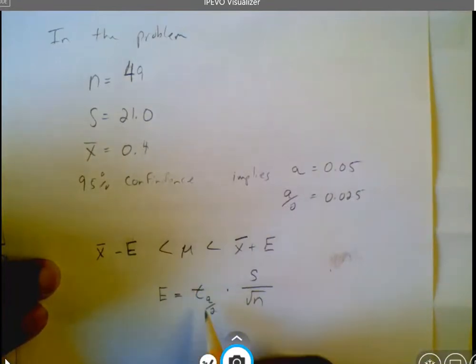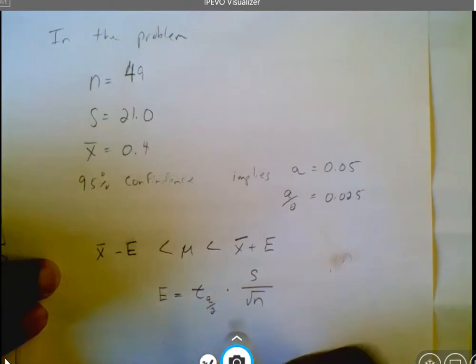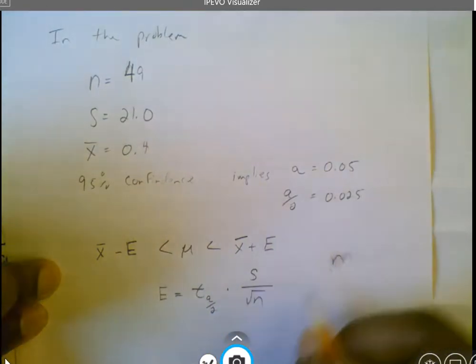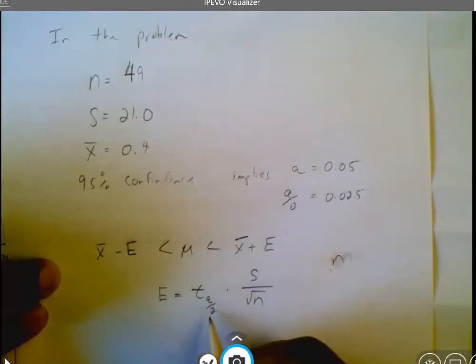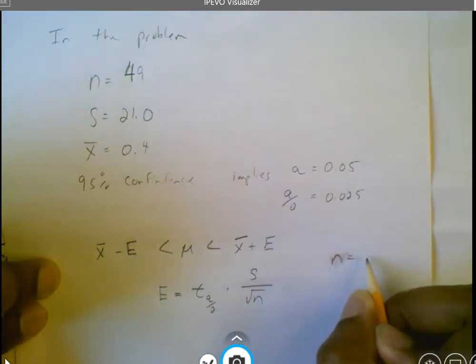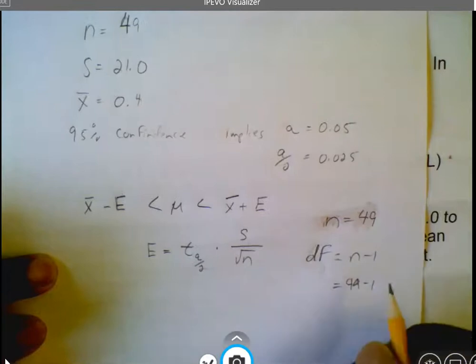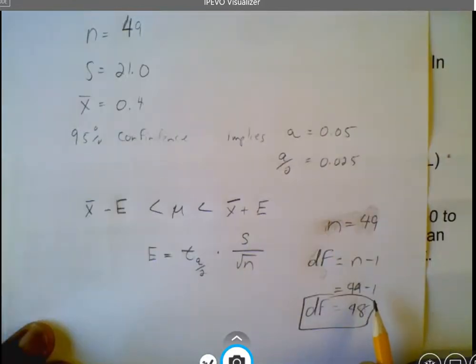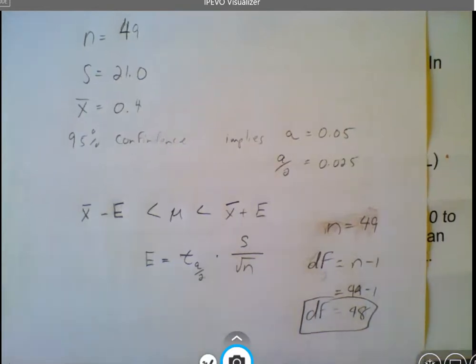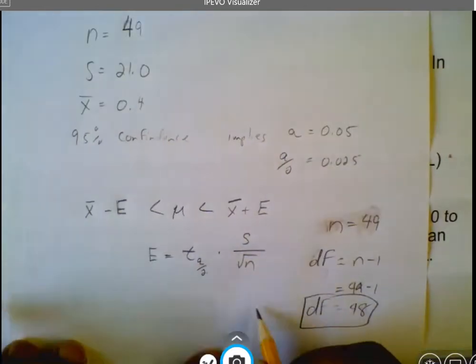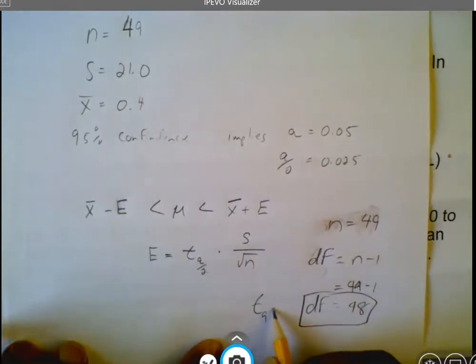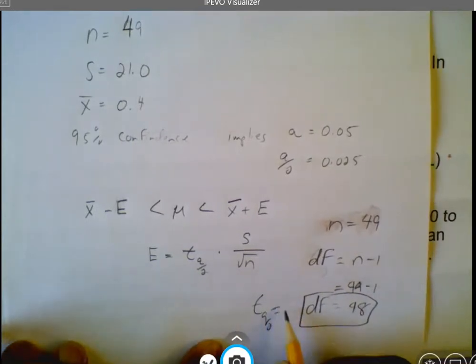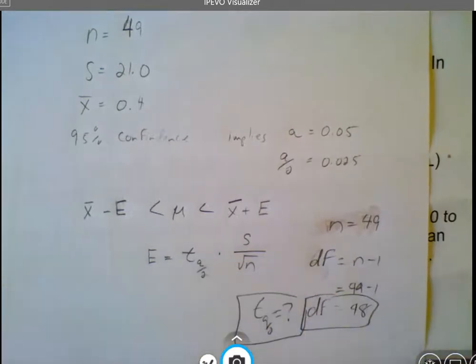And to find t sub alpha divided by 2, we need to understand that this critical value changes as the sample size changes. If n equals 49, our degree of freedom is 49 take away 1. Since 49 take away 1 is 48, our degree of freedom is 48. So we need to go to our t-distribution table to decide what t of alpha divided by 2 equals with that degree of freedom.